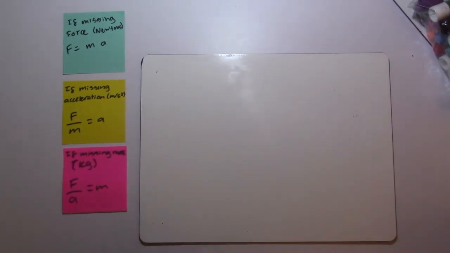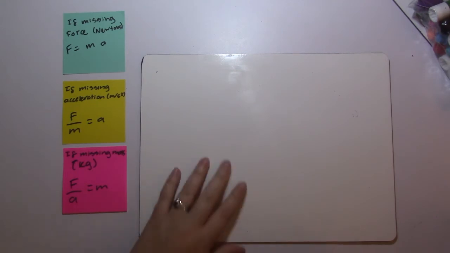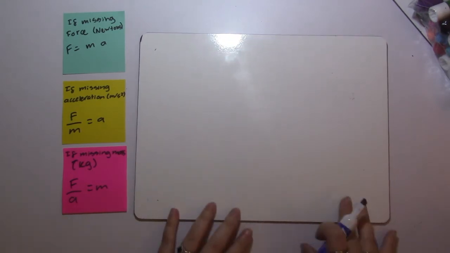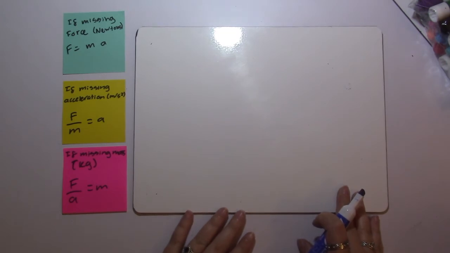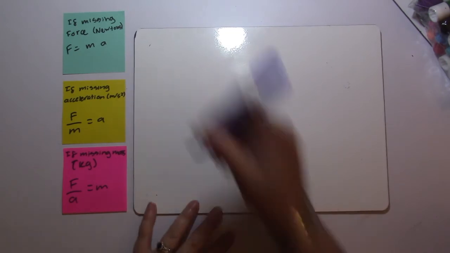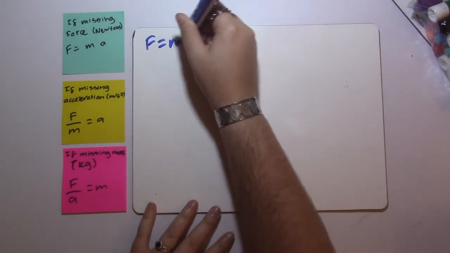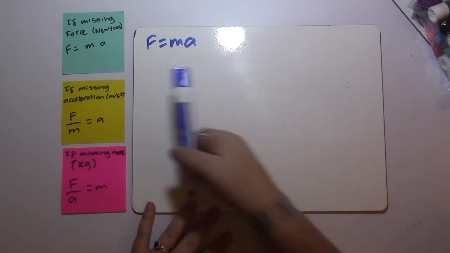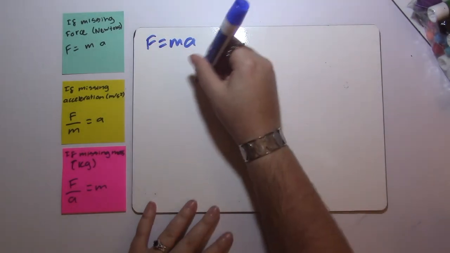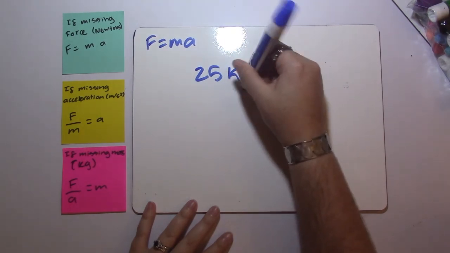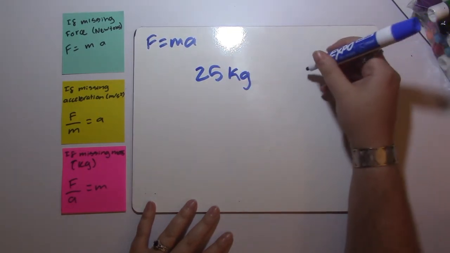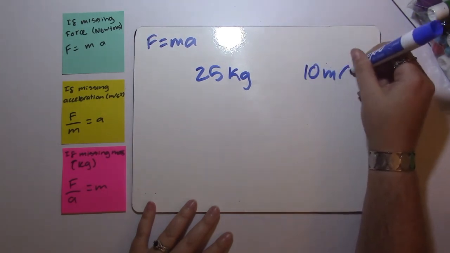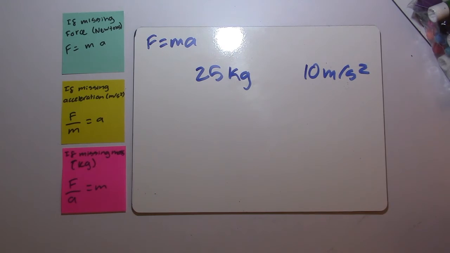Let's try it again. I'm going to give you some of the values, and you can pause the video while you practice the problem on your own, and then unpause to see how I solve it. So again, our base equation is F equals ma. Let's say I want to know what force is applied if I have a 25 kilogram box that I am pushing at 10 meters per second squared. Go ahead and pause the video, figure out which equation you want to use, and then press play when you have solved it.